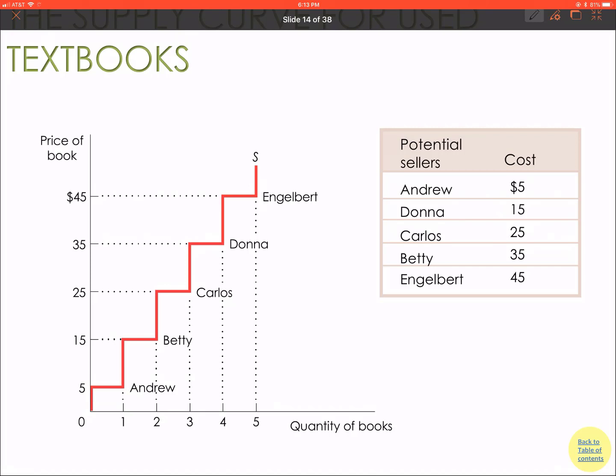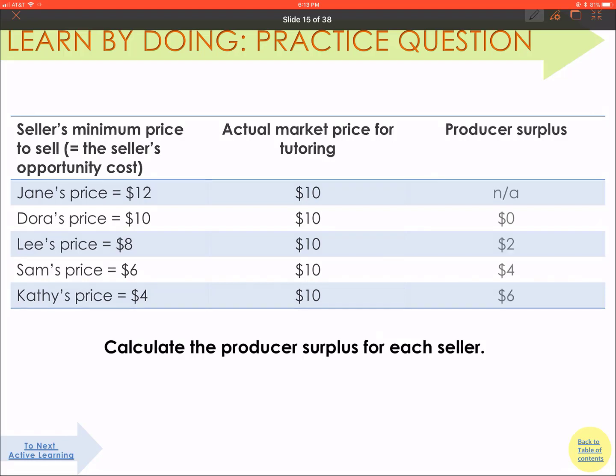If you've got Andrew at 5, Donna at 15, Carlos at 25, Betty 35, Engelbert at 45, these are known as their reservation prices. They will not accept a price for this book below that specified. Here is a question and an answer to practice.